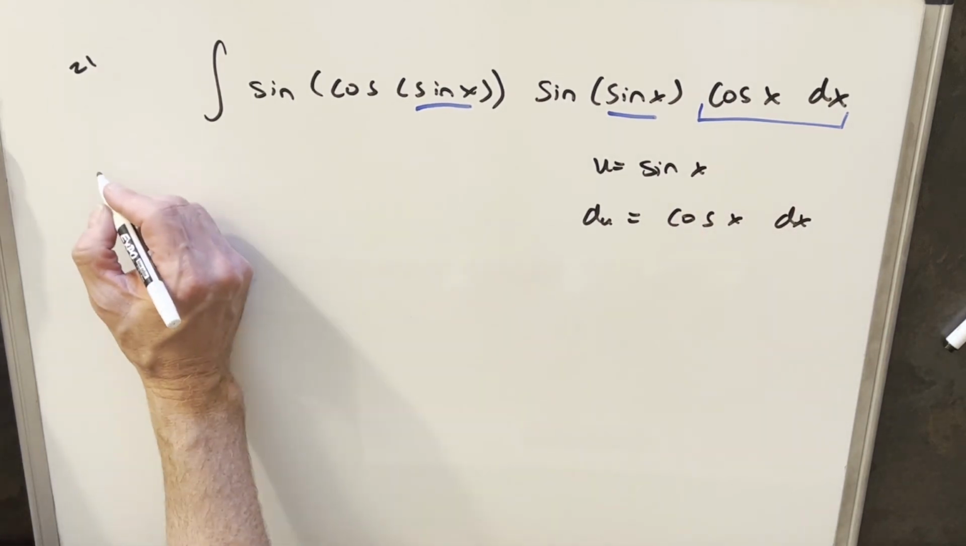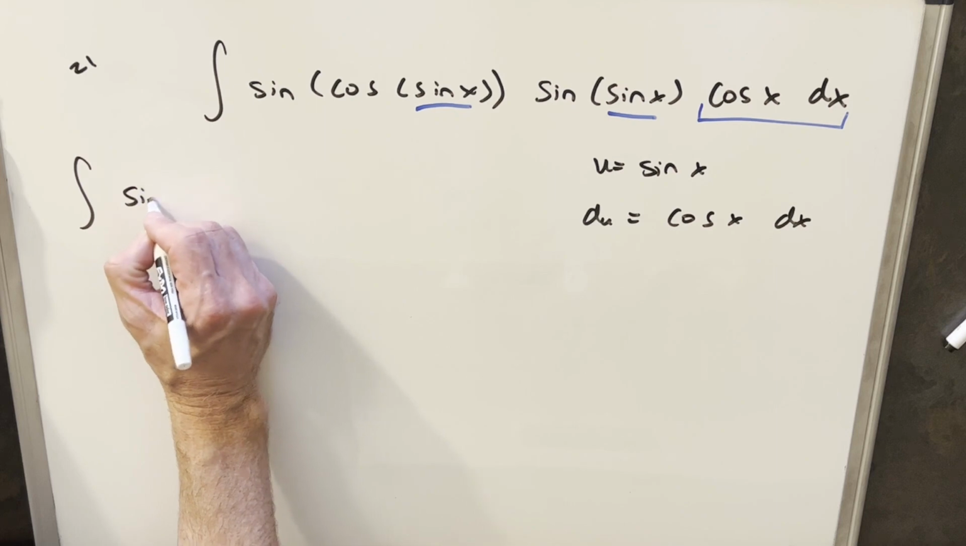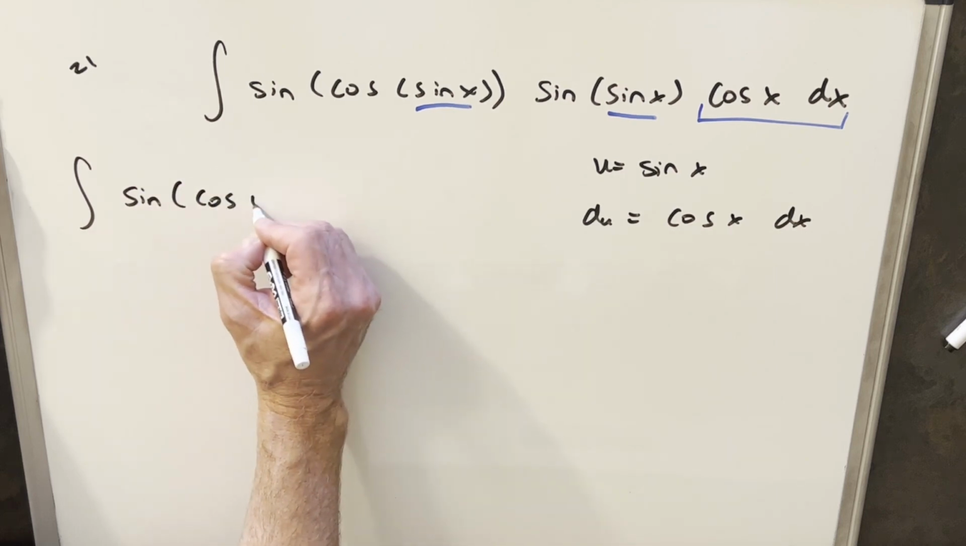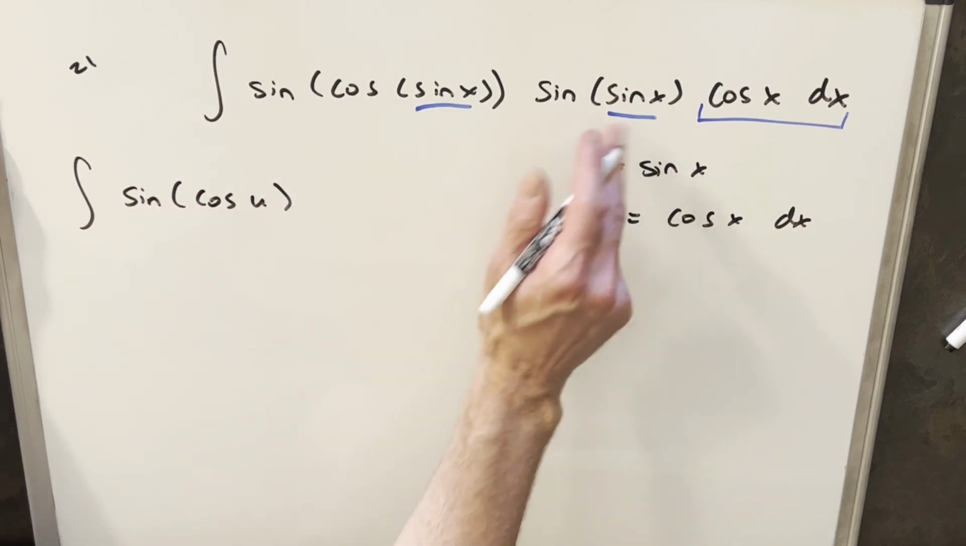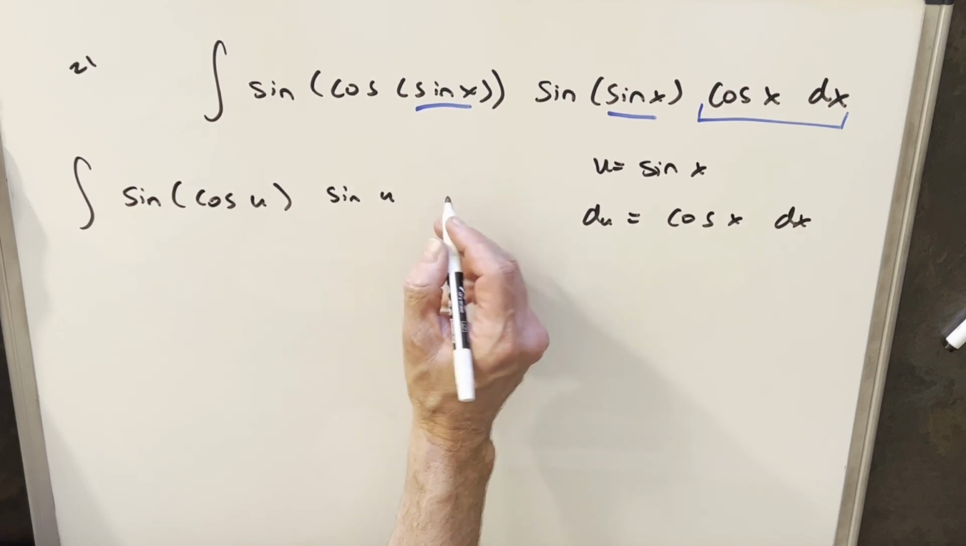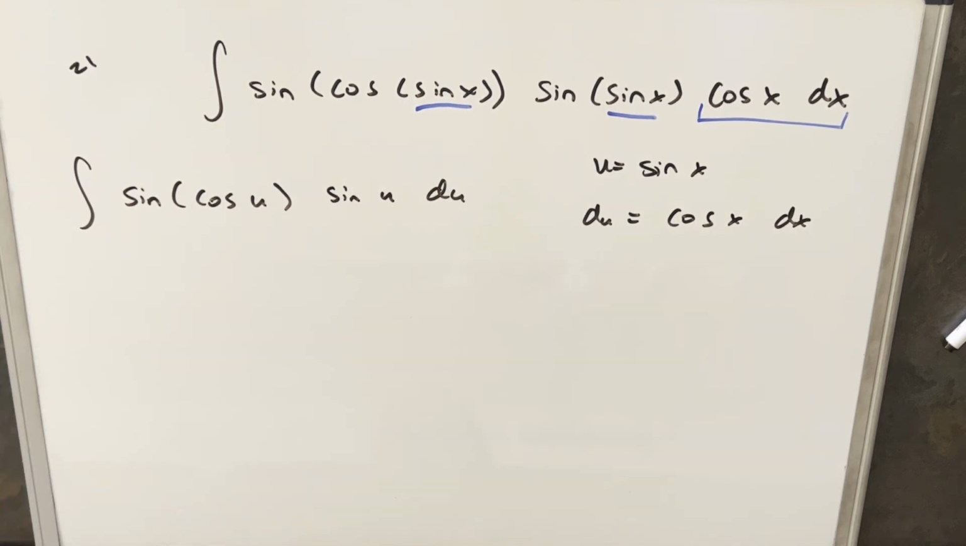So if we do this, we're going to simplify this quite a bit, because now we're just going to have sine of cosine of u. This is going to become just sine of u, and then we'll have our du at the end. But now at this point, it's still not that great, because we really don't want a trig function inside another trig function like this. I don't really know how to integrate that, right? So it's telling me we're going to want to do another u substitution or another substitution.